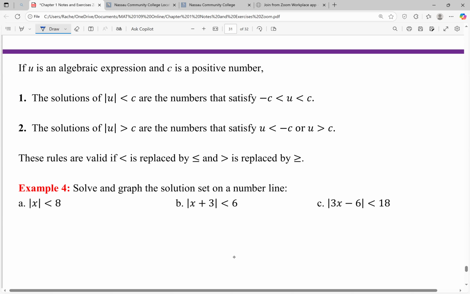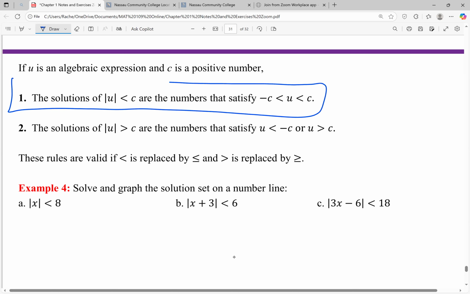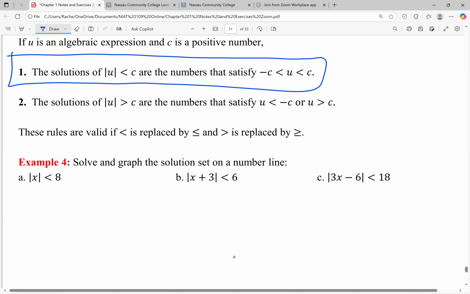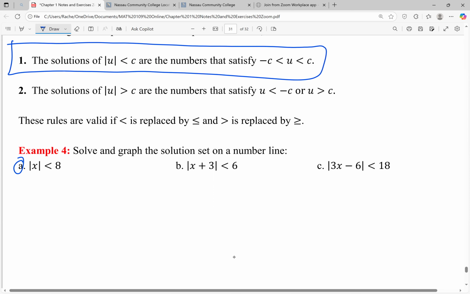So look, let's do a couple of examples, and we're going to do less than for each example here. Let's practice absolute value less thans. So look, in A, we want to solve the absolute value of X less than 8. So X has to be greater than negative C, or negative 8, but less than C, which is 8, right? So every number that's between negative 8 and positive 8 has a distance that's less than 8 units from 0 on a number line.